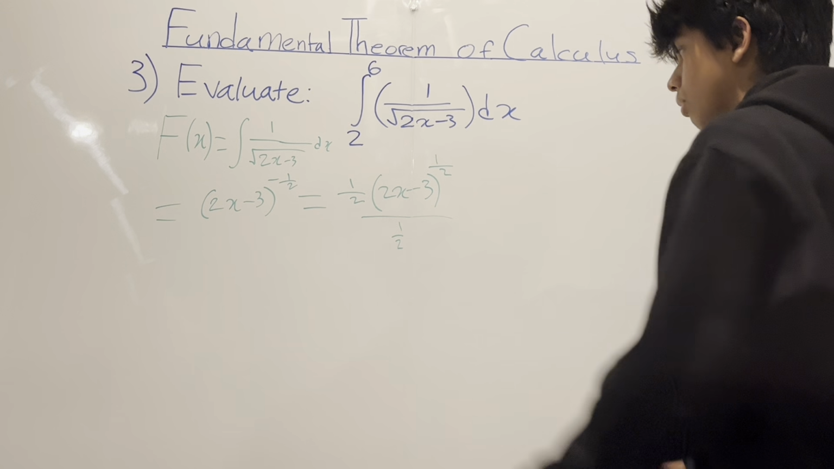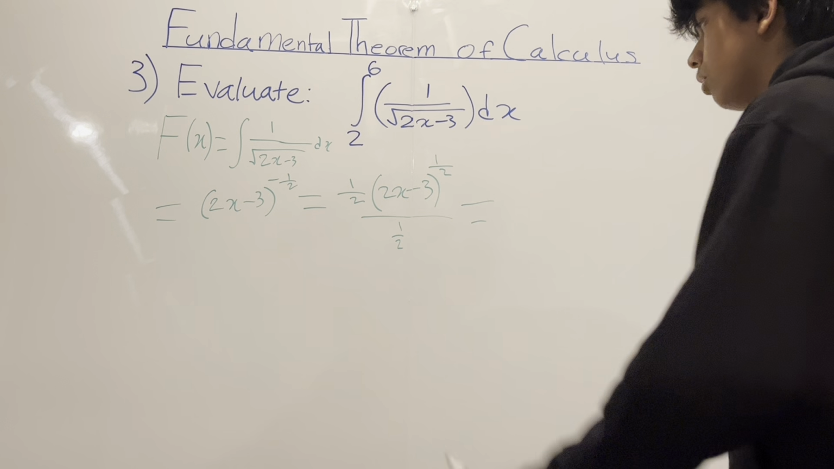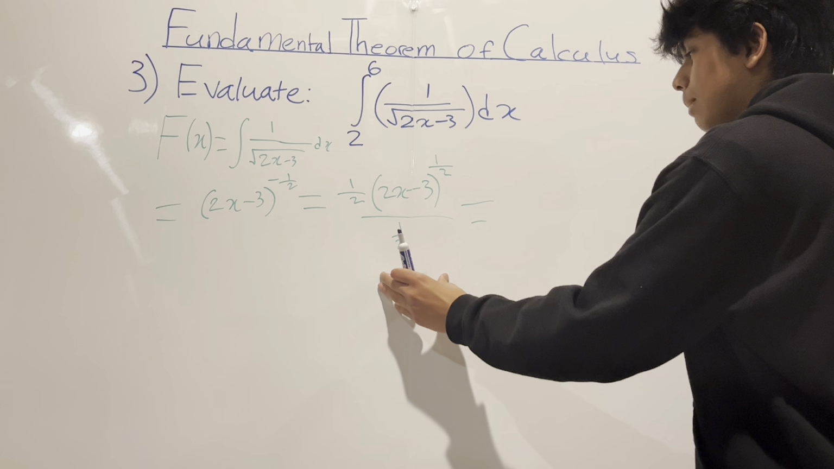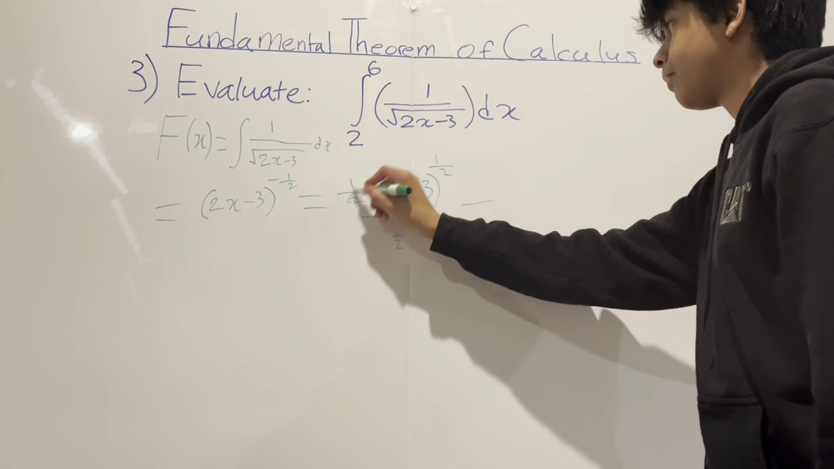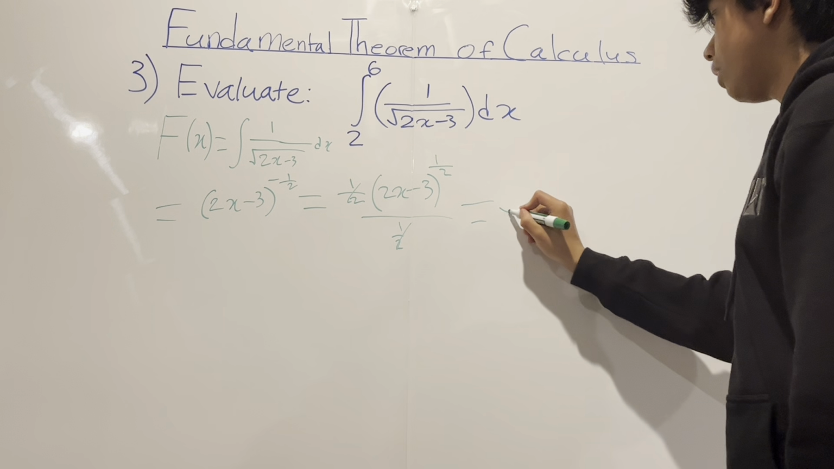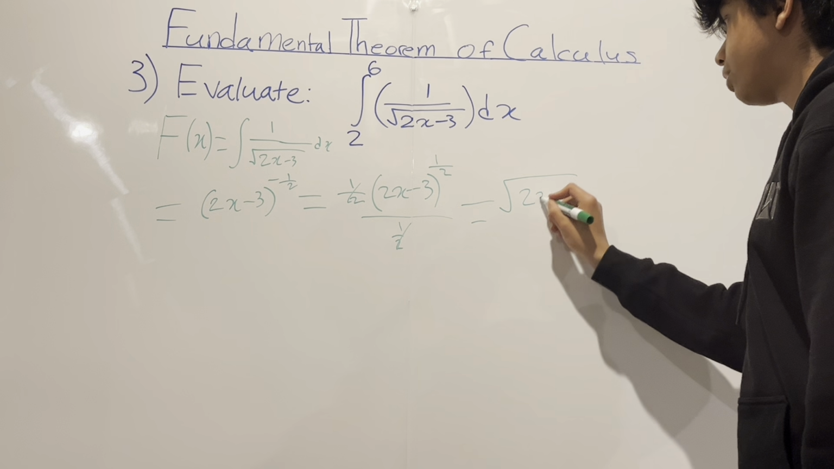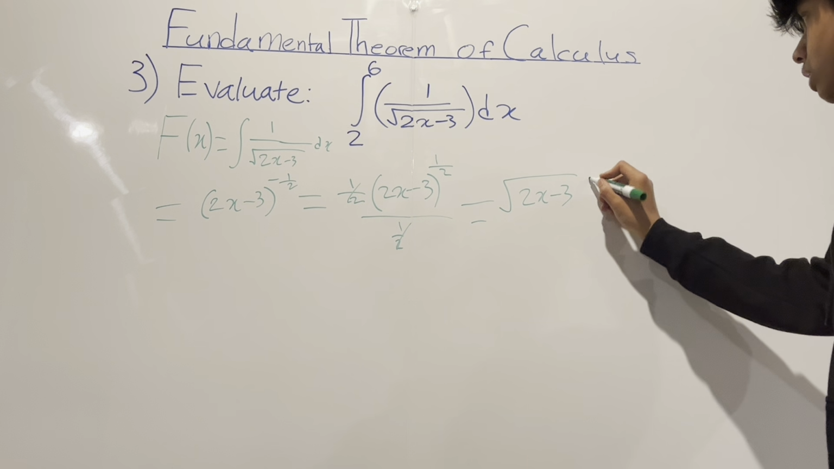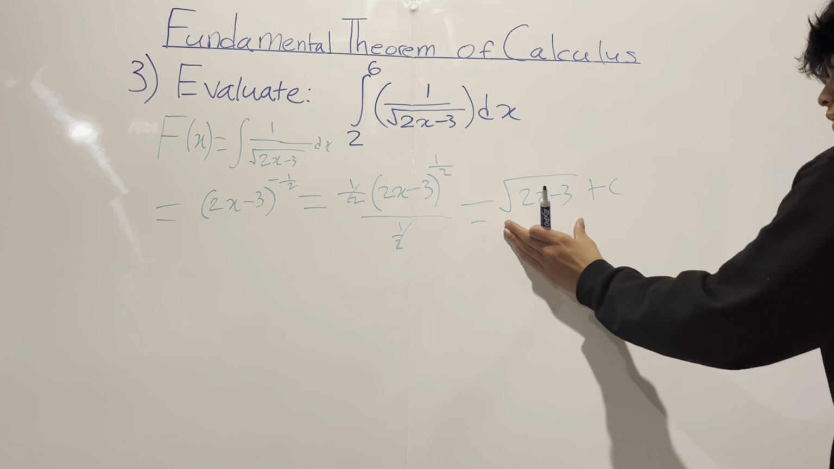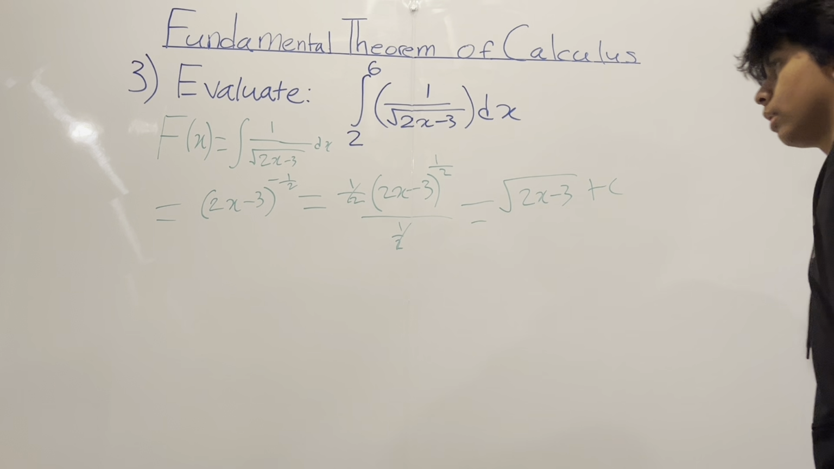Now let's simplify this whole mess. Dividing by 1/2 is the same as multiplying by 2. So this and this get canceled out, and we're just left with the square root of 2x − 3. And this is our new function, plus C, but we're just going to ignore that. So this is our new function, √(2x − 3).